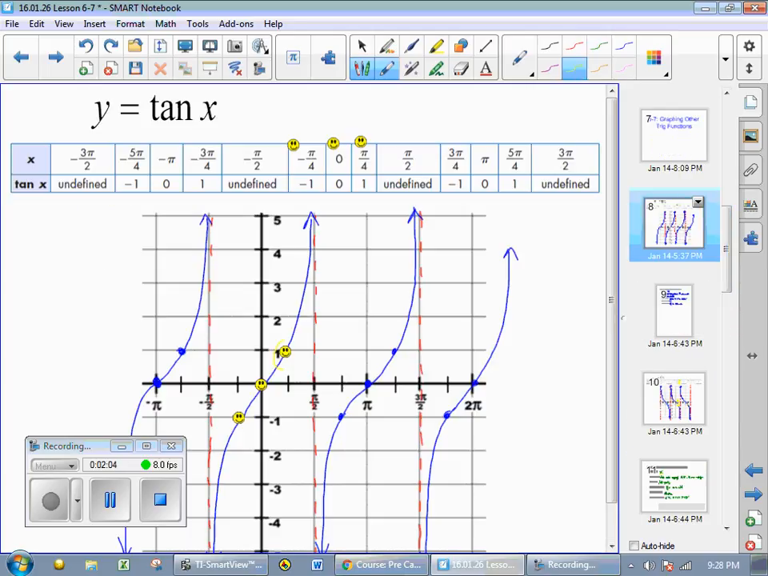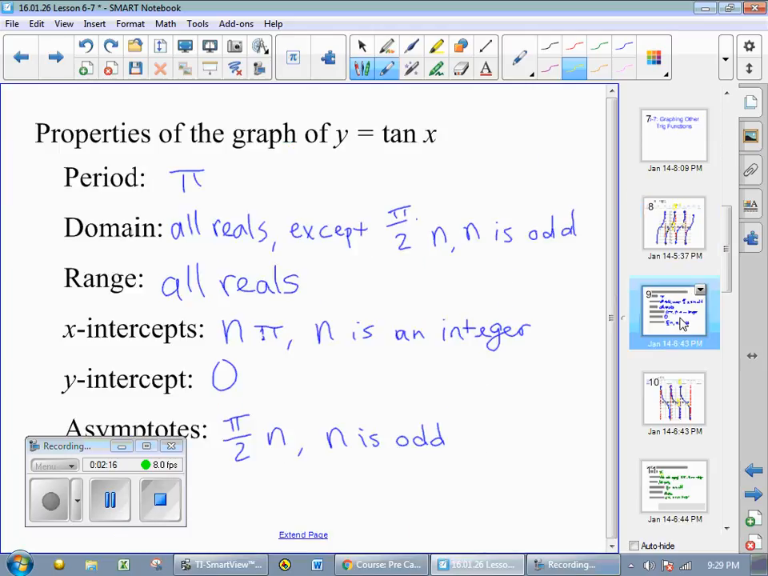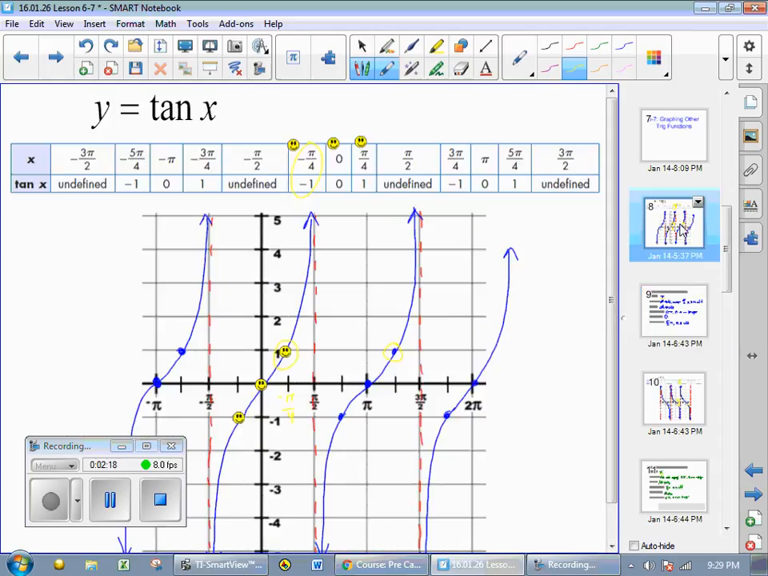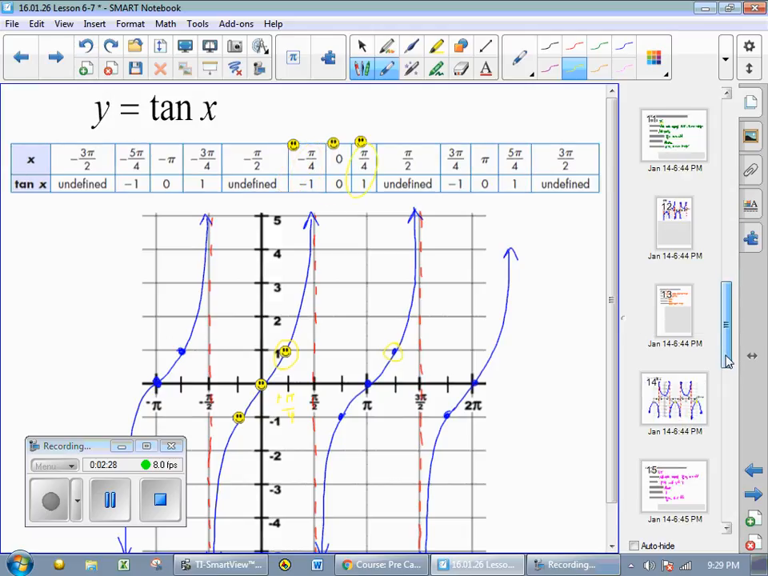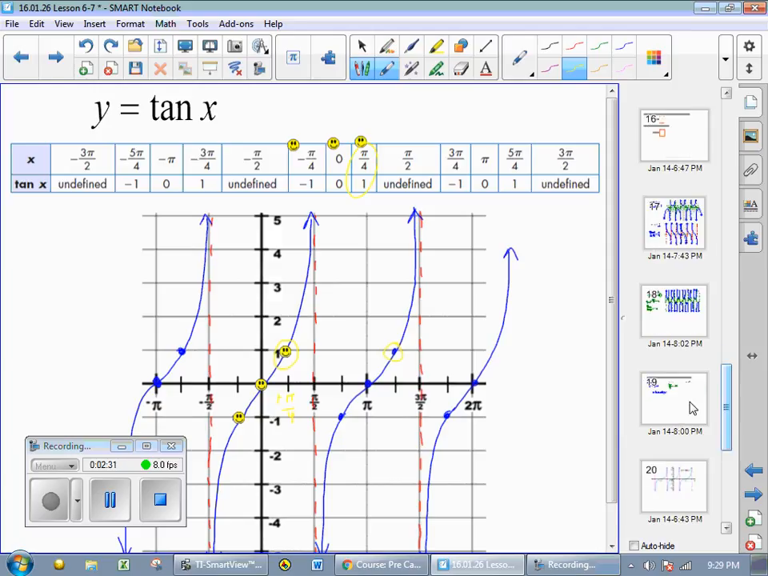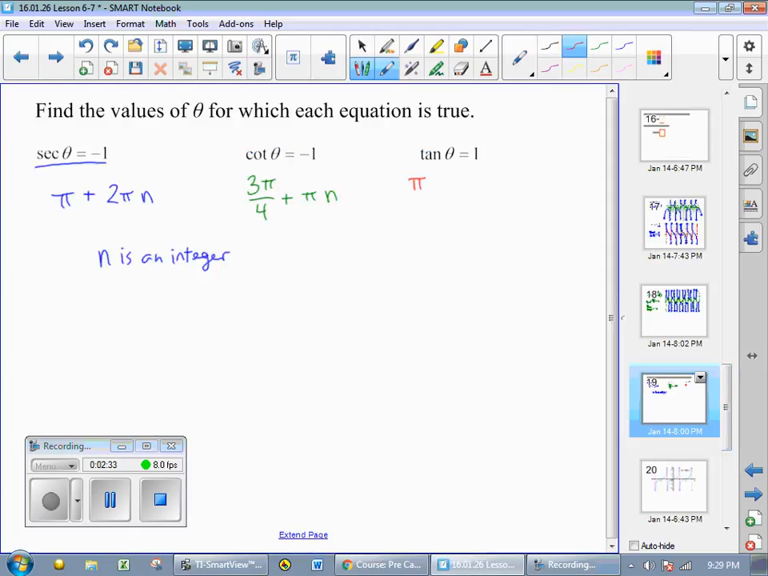Tangent is at 1 right here, and you can see that that's at -pi over 4. So it happens again, pi units later, and again pi units later, because the period of this function is pi. So it's going to be positive pi over 4, and then every pi units after that. So the way I write that is pi over 4 plus pi n, and again, n is an integer.